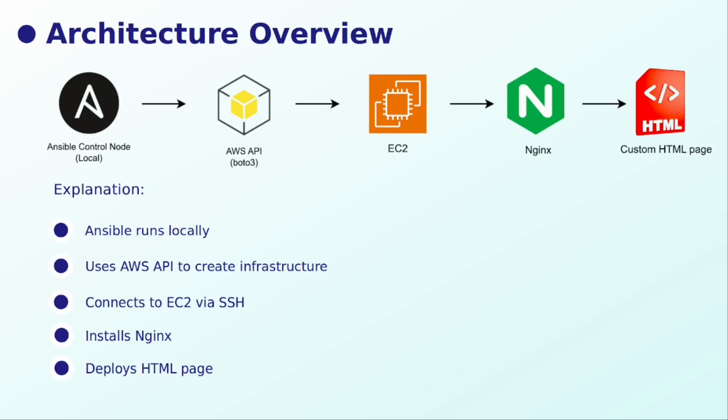The key idea here is control and automation. Everything is triggered from one place, your local machine. This is a centralized and automated architecture, which is essential in DevOps.